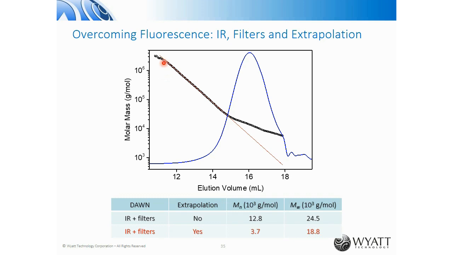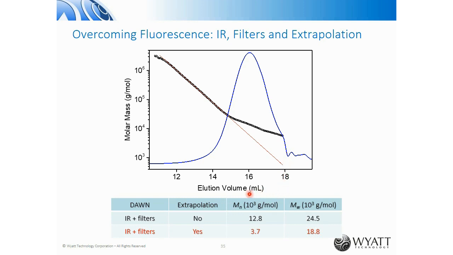Due to this fact, the molar mass data at the beginning of the chromatogram are correct. They are not affected by fluorescence, and this allows extrapolation of the molar mass versus elution volume plot forward to the end of the chromatogram, where the effect of fluorescence is not negligible. This way, we can get the true molar mass distribution and molar mass averages that are not affected by fluorescence.